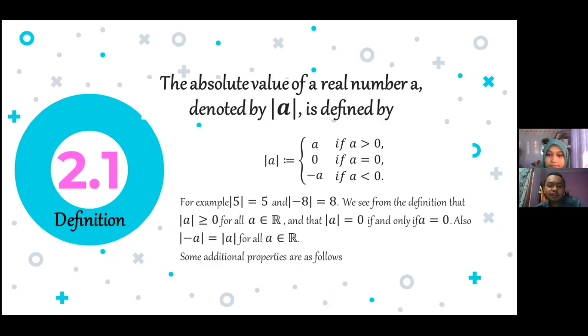You can see from the definition that the absolute value of A is greater than or equal to 0 for all A elements of R, the real number set, and that the absolute value of A equals 0 if and only if A equals 0. Also, the absolute value of negative A equals the absolute value of A for all A, the elements of the real number set. Some additional properties are as follows.